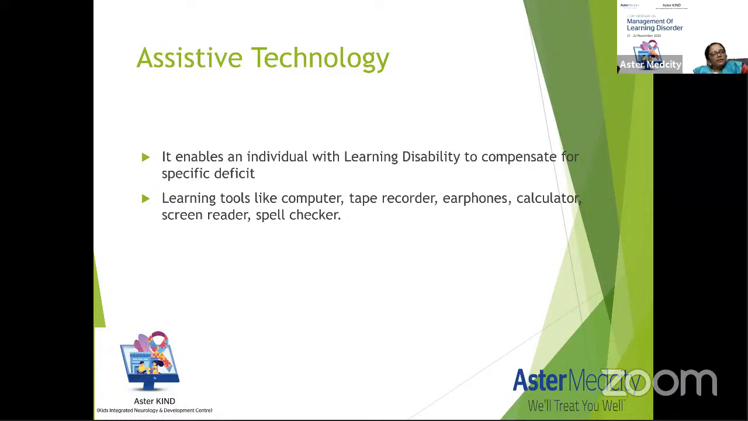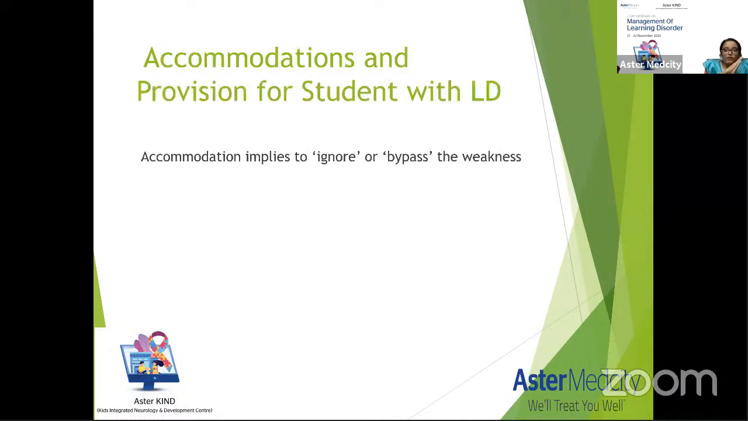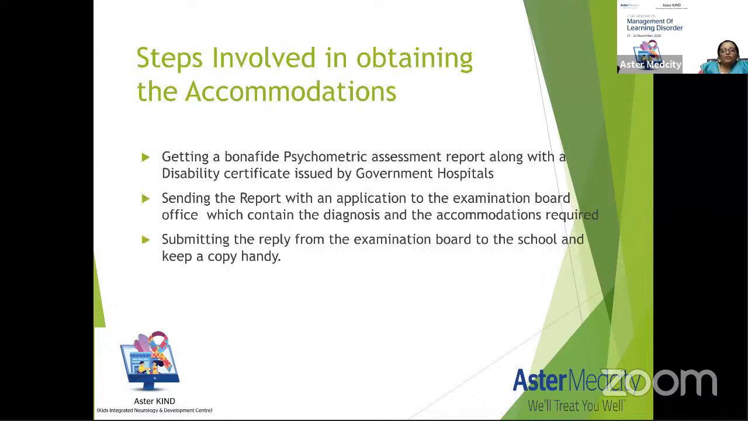Next is accommodations and provisions for students with health issues. Management of learning disability is a two-tier thing. We give remediation, that is one part, and we also give accommodation. Accommodation is, in order to bypass the weakness, we give many exemptions, which are called accommodations. So how to get accommodation or relaxation during examination? What are the steps involved?